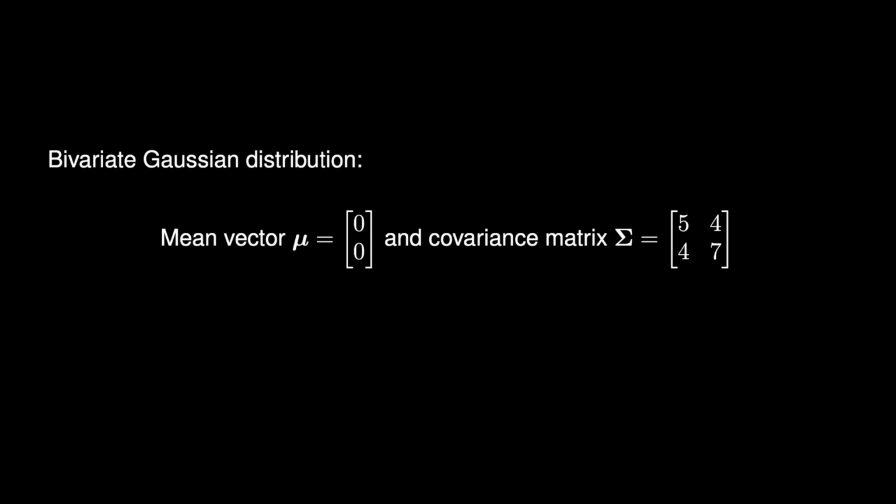Let's consider a specific bivariate example. Our mean vector is 0 and the covariance matrix has a 5 and 7 on the diagonal with off-diagonal entries of 4. The off-diagonal entries tell us the two variables are positively correlated.